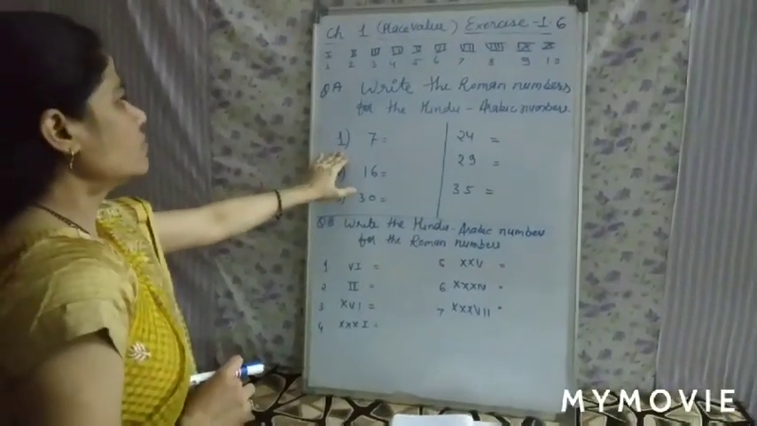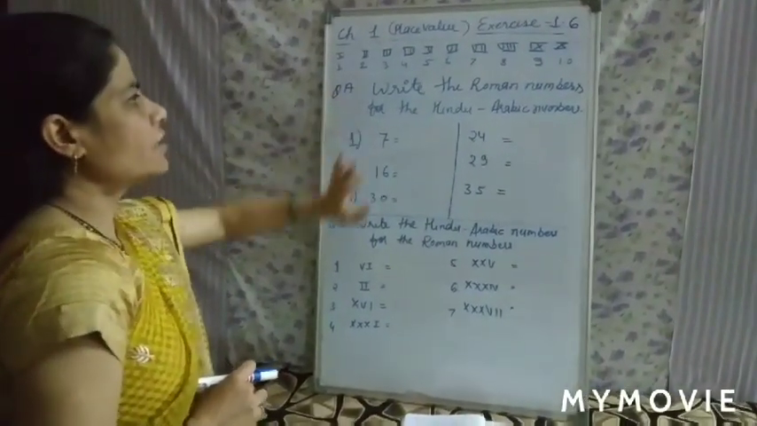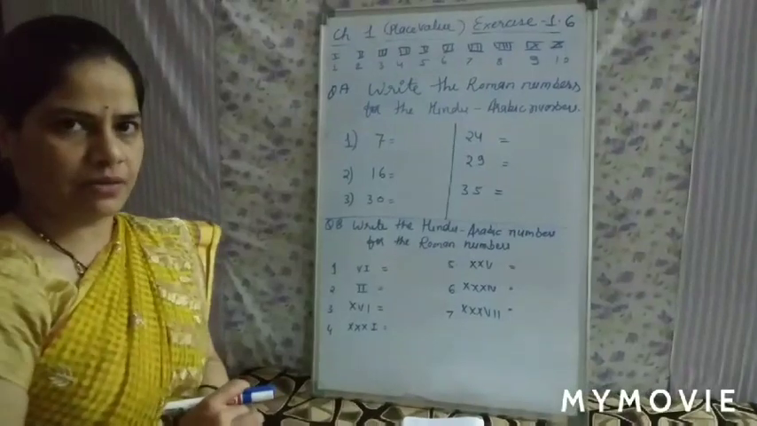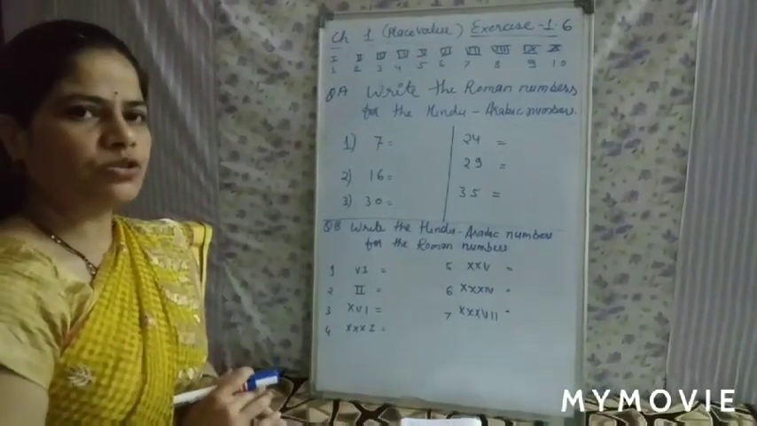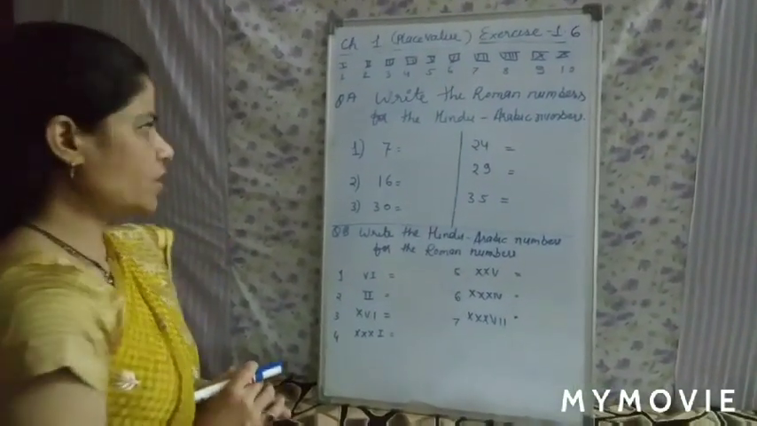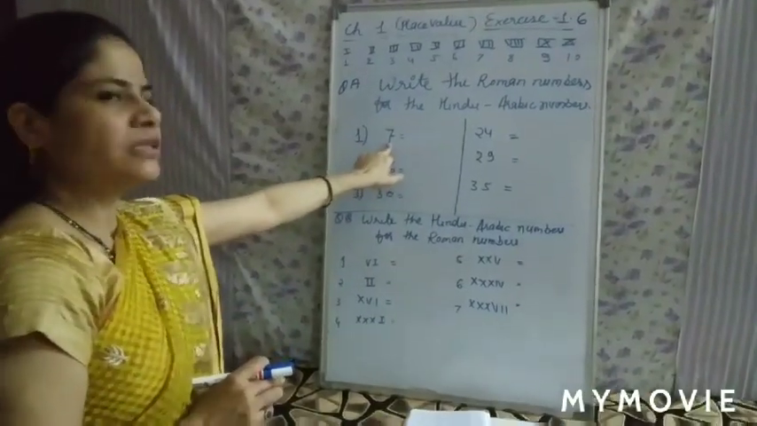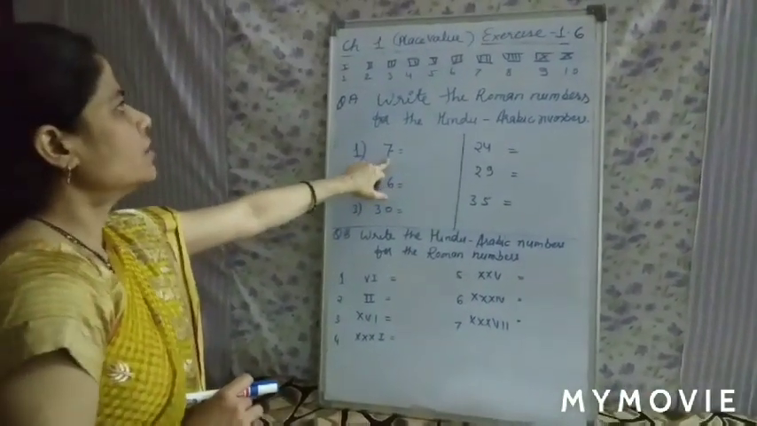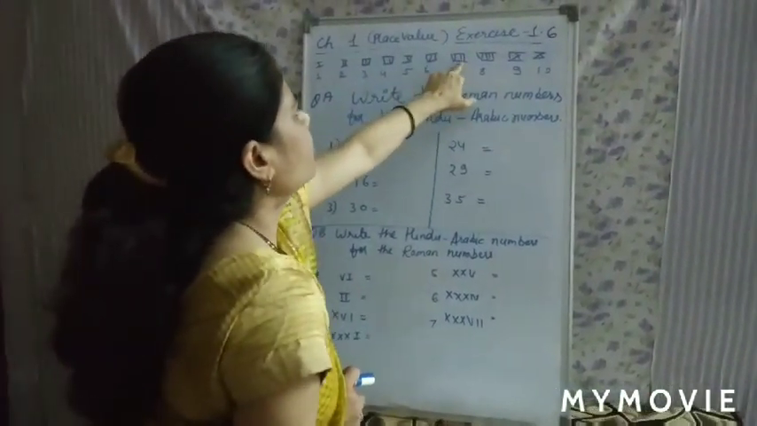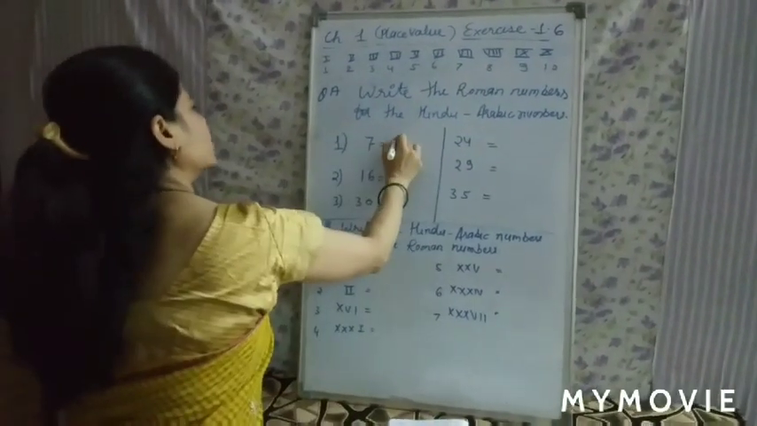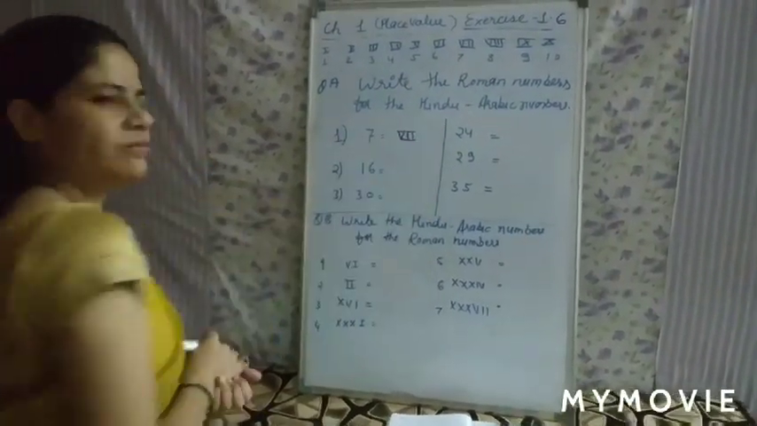Now question number A is write the Roman numbers for the Hindu Arabic numbers. The counting numbers are also called Hindu Arabic numbers. So the first number is 7. See here the letters VII stand for 7. So write VII.